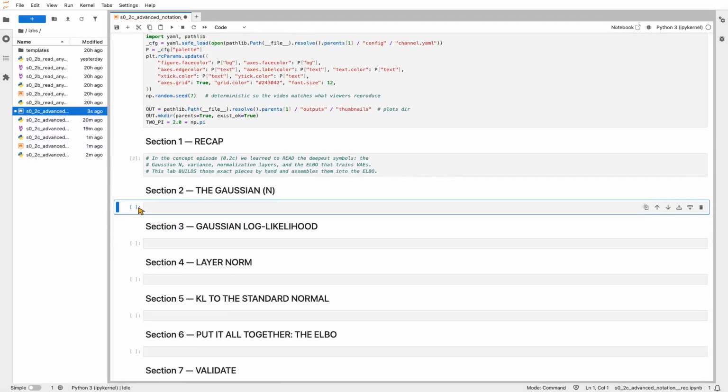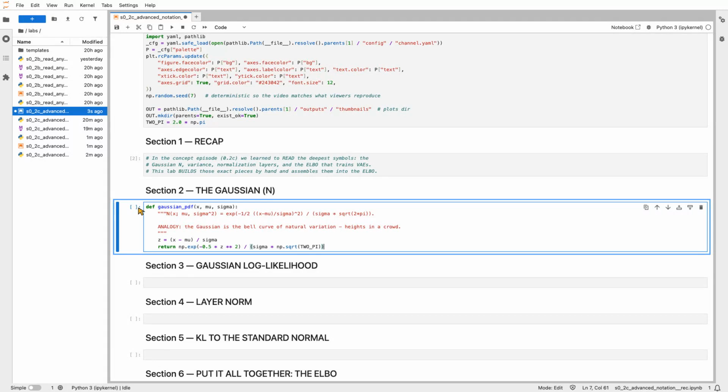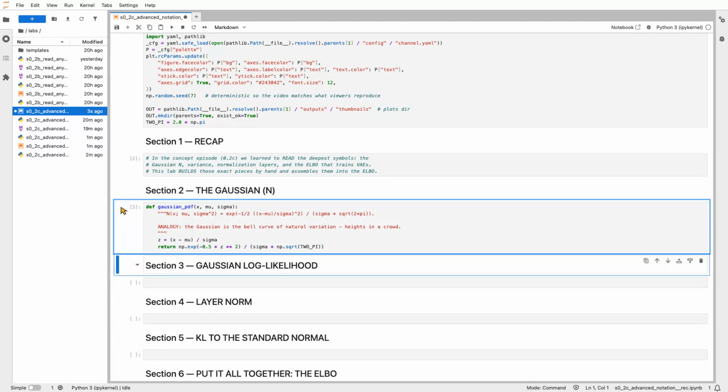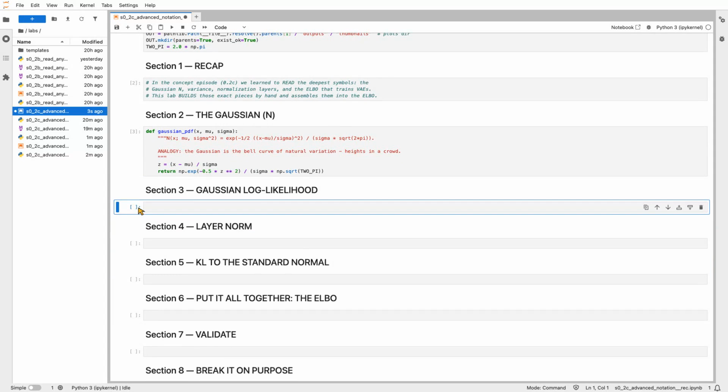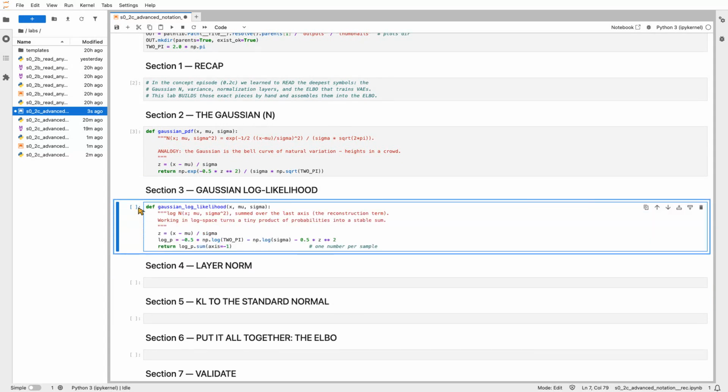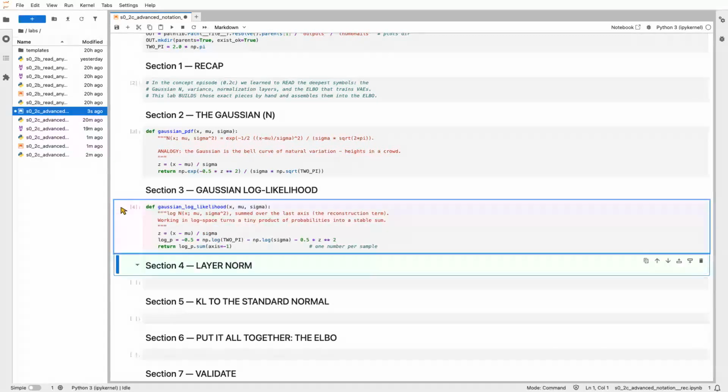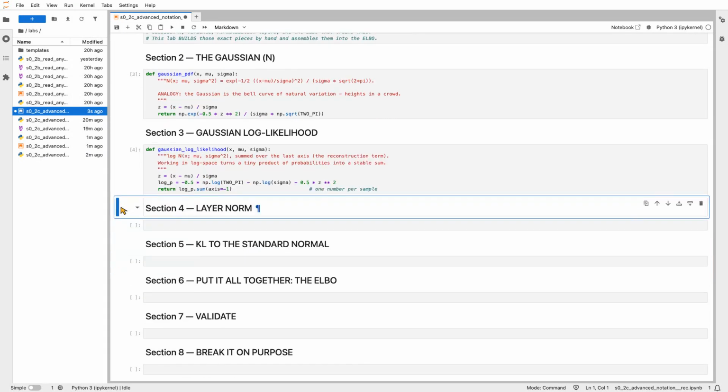Section 2. The Gaussian. It is the bell curve of natural variation, like the spread of heights in a crowd. We write its density in one line, the exponential of -1/2 the squared distance from the mean, divided by the spread. Section 3. Log-likelihood. We take the log of that density. Working in log space turns a tiny product of probabilities into a stable sum. This is the reconstruction term, how well the model explains the data.